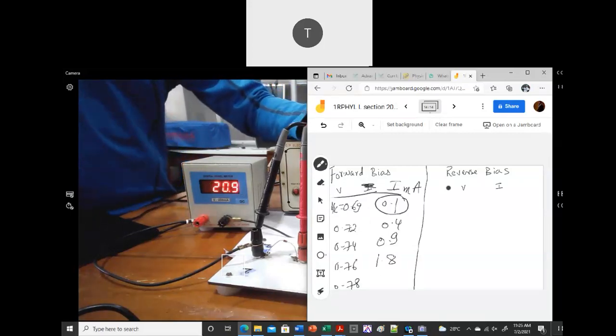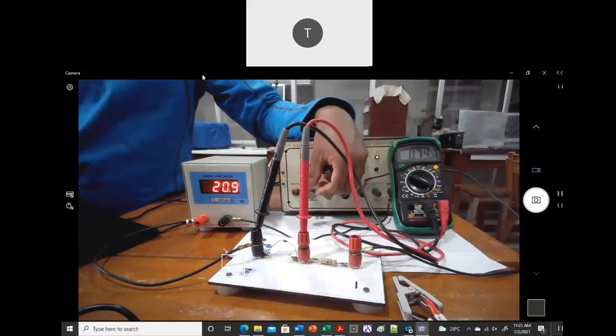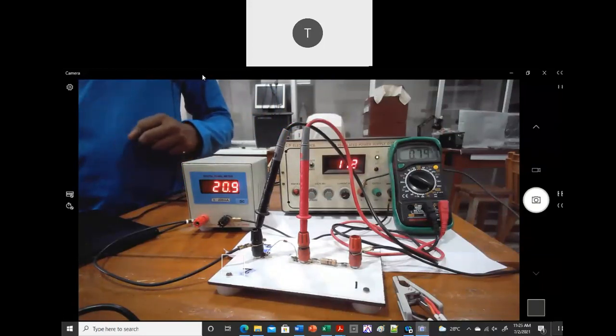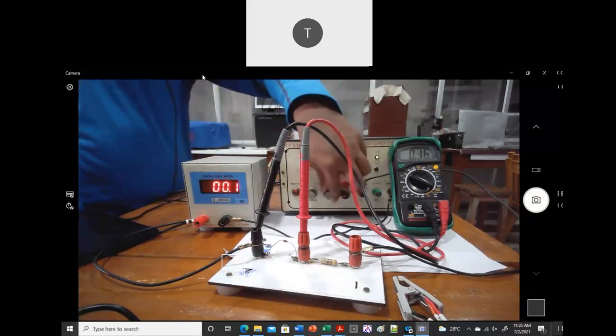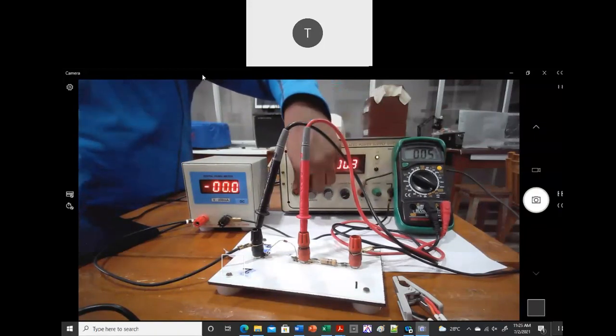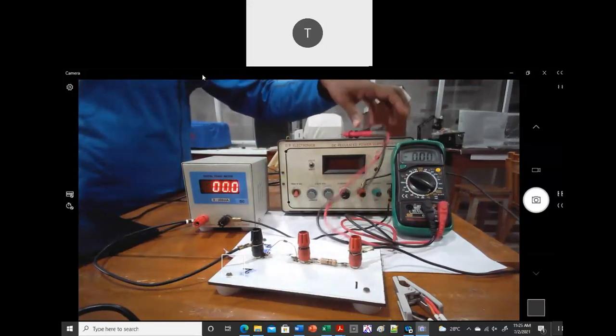So now what we do is the same thing for reverse bias. I'll just show you how to do it. For this, you bring down the voltage to 0. Current will still be at maximum. Switch off your power supply, and what you're supposed to do is just reverse this.